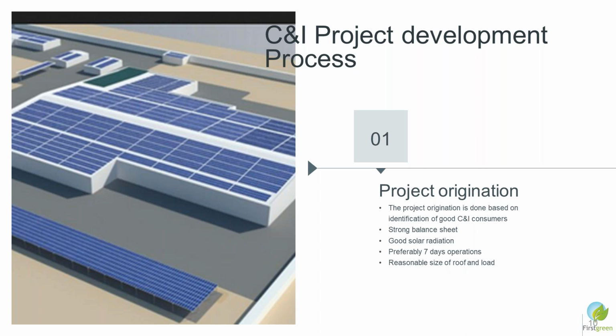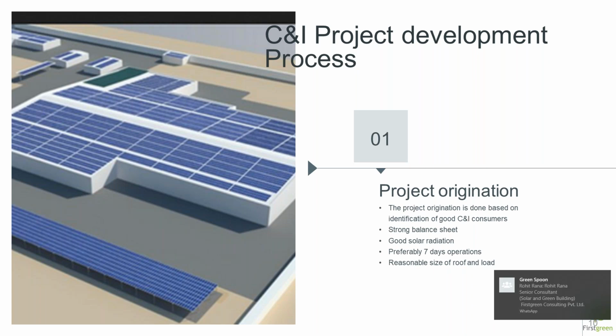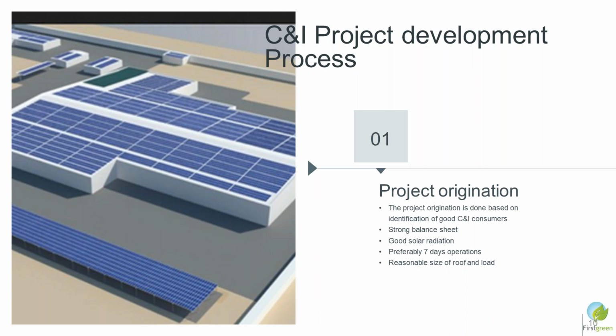The process of development of a solar rooftop project, especially in the C&I segment, starts with project origination. There are not many people who want to do installation, and still people find this the biggest challenge, that they are not able to find a good client with whom the PPA can be signed. So there are issues in terms of origination of good PPAs for the C&I sector.